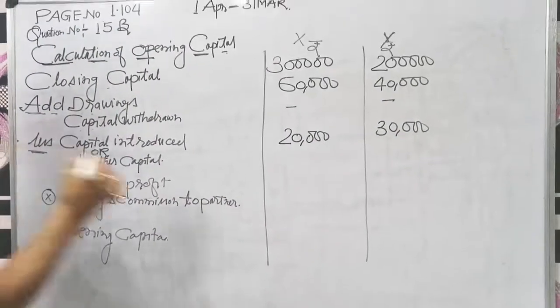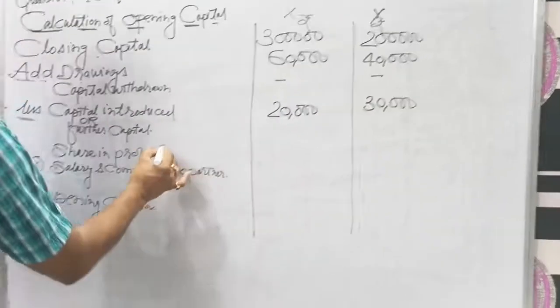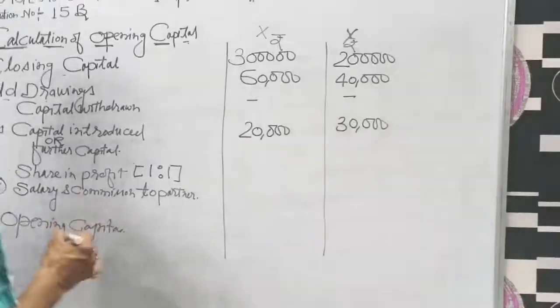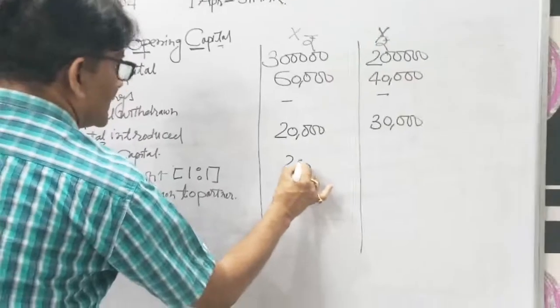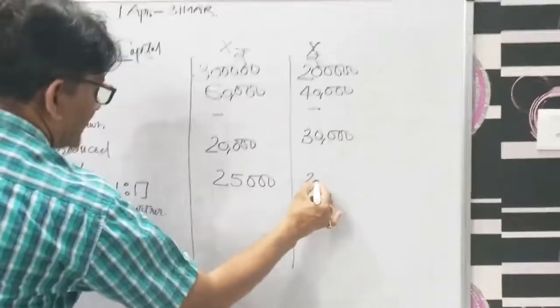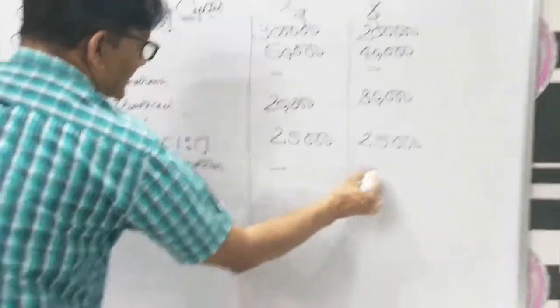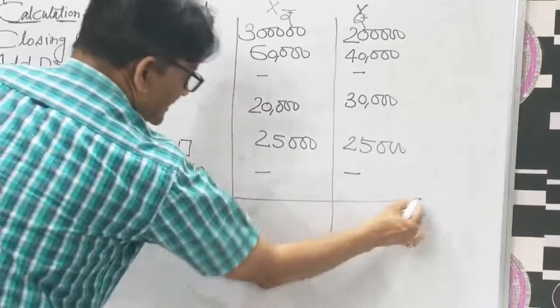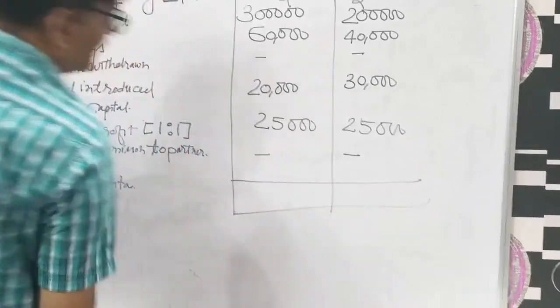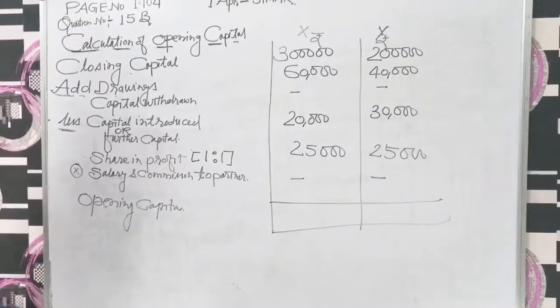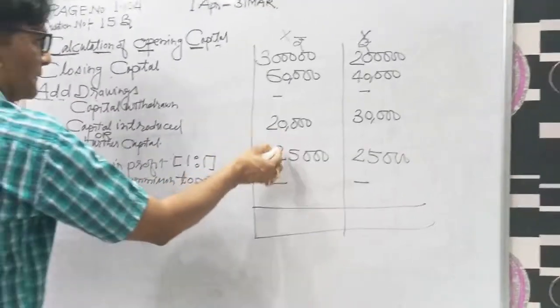The profit share of further capital: the profit sharing ratio of X and Y is 1:1. The profit earned during the year was 50,000. So we have to deduct 25,000 from X and 25,000 from Y. We don't have the salary and commission, put a dash, and this is your opening capital. 360 minus 45, so your opening capital would be 3,15,000. Is it clear? 45 we have to deduct.